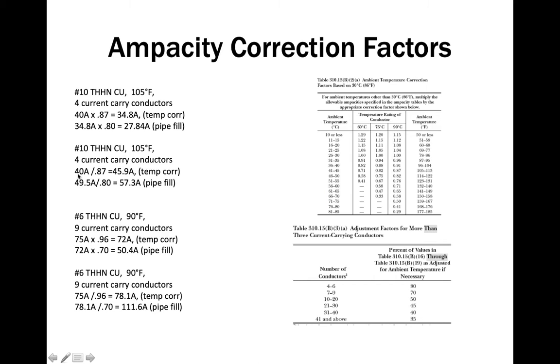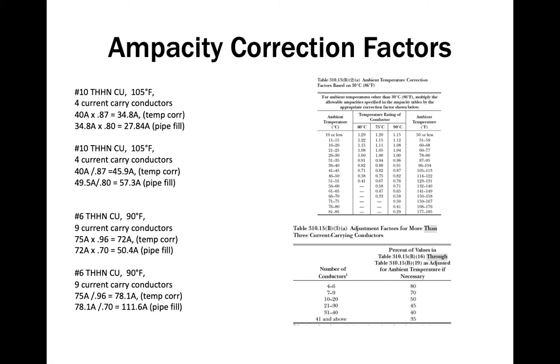That's my correction factor. I take my 40 amps and divide it by 0.87, not multiply. I'm going to divide it, so I'm going to upsize that number. I do that operation and I get 45.9 amps. So I've upsized my needs based upon temperature. Now I go to conductors in a pipe. 4 conductors in a pipe. Go to my bottom table, 310.15(B)(3)(a), find 4 conductors in a pipe, slide over to the right-hand column, 80%. So now I take my 45.9 amps, divide it by 0.8, and it equals 57.3 amps.